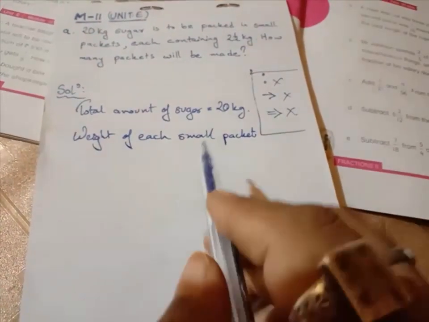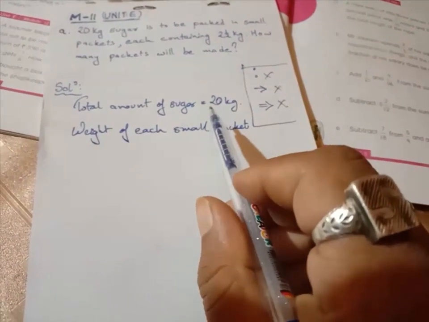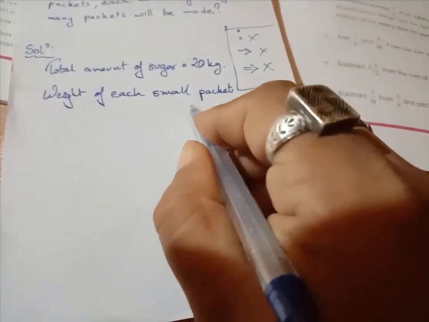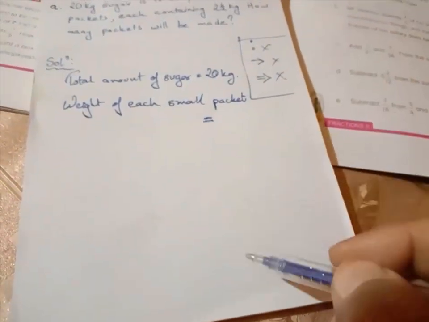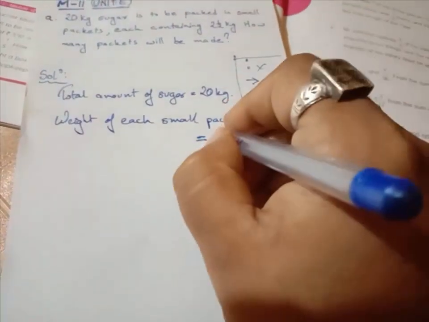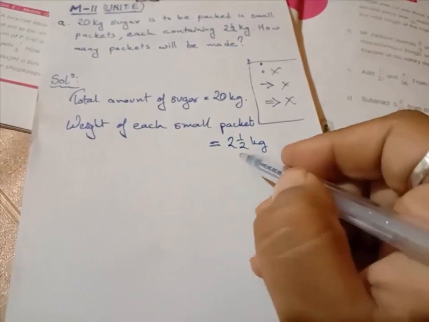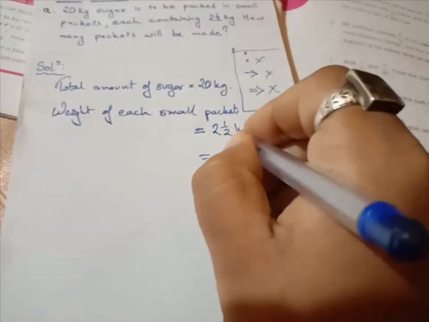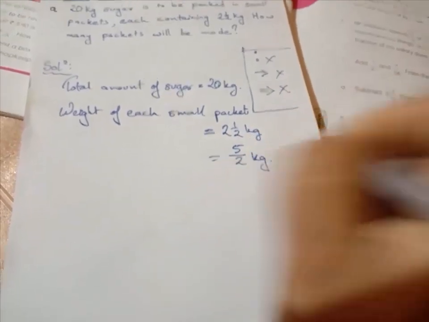But since this sentence went past this equal sign, what we will do, you'll put the equal sign just below it here. All the equal signs should align with each other. Okay, remember that point also. And we will write 2.5 kg. Now since this is in a mixed fraction, we will convert it into improper fraction, that is 2 into 2, 4 plus 1, 5 by 2 kg.